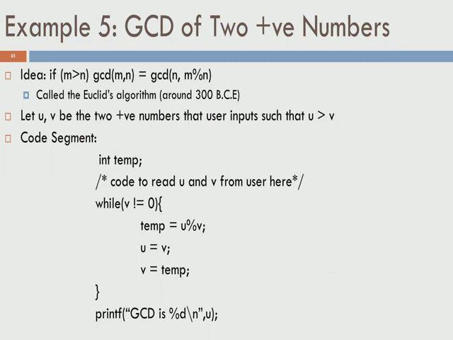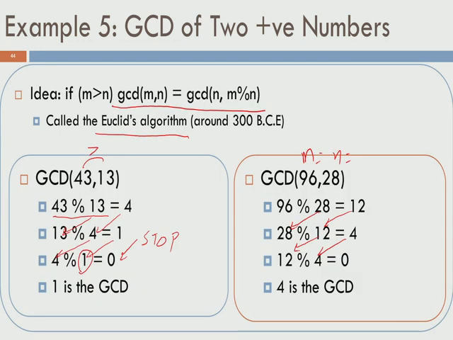This is what we want to do, and the code segment is as follows. If v is already 0, then there is nothing to do. Otherwise, we have a temporary variable called temp. We find u percentage v, which is u modulo v, and that goes into temp. Once you do that, u becomes v itself and v becomes temp, which is what we did here.